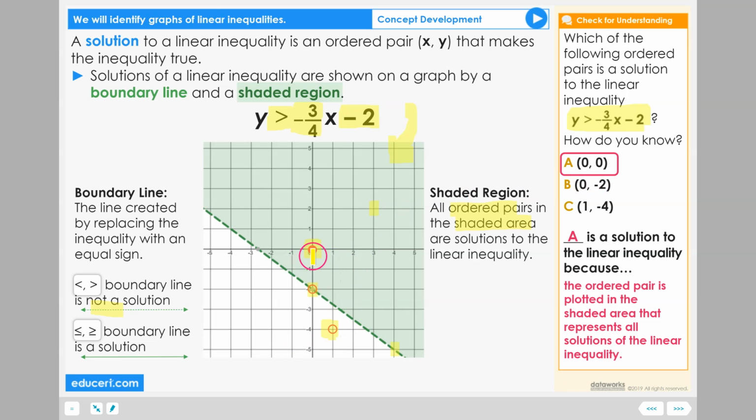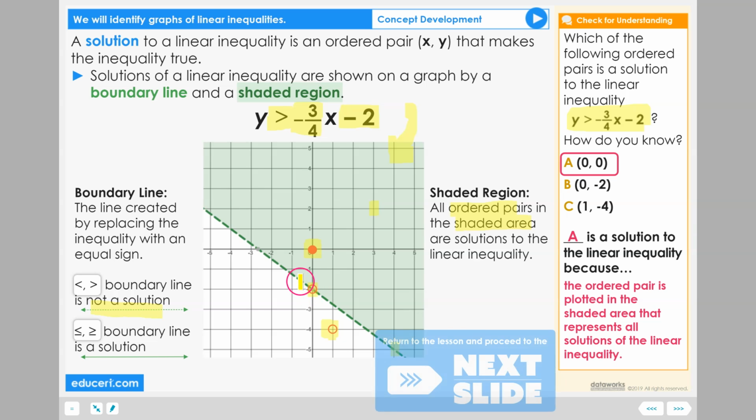And the point (0, -2) is part of the boundary line. But remember, the boundary line is not a solution when it's a dashed line, meaning that (0, -2) is not a solution, although it is on this boundary line.